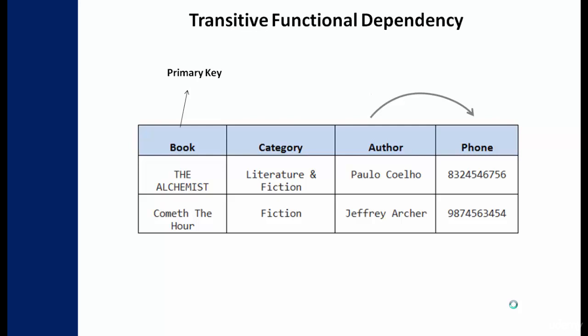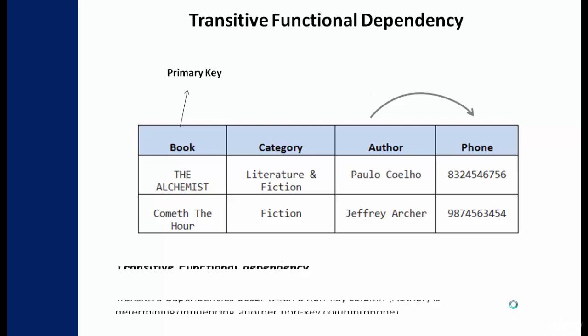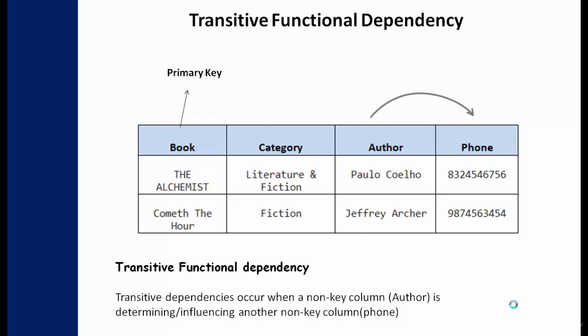So what transitive dependency says is if changes in a non-key column impact another non-key column, then we are in the situation of transitive functional dependency. In our case, the table has transitive dependency because changes in a non-key column, which is author, impact another non-key column, which is phone number.